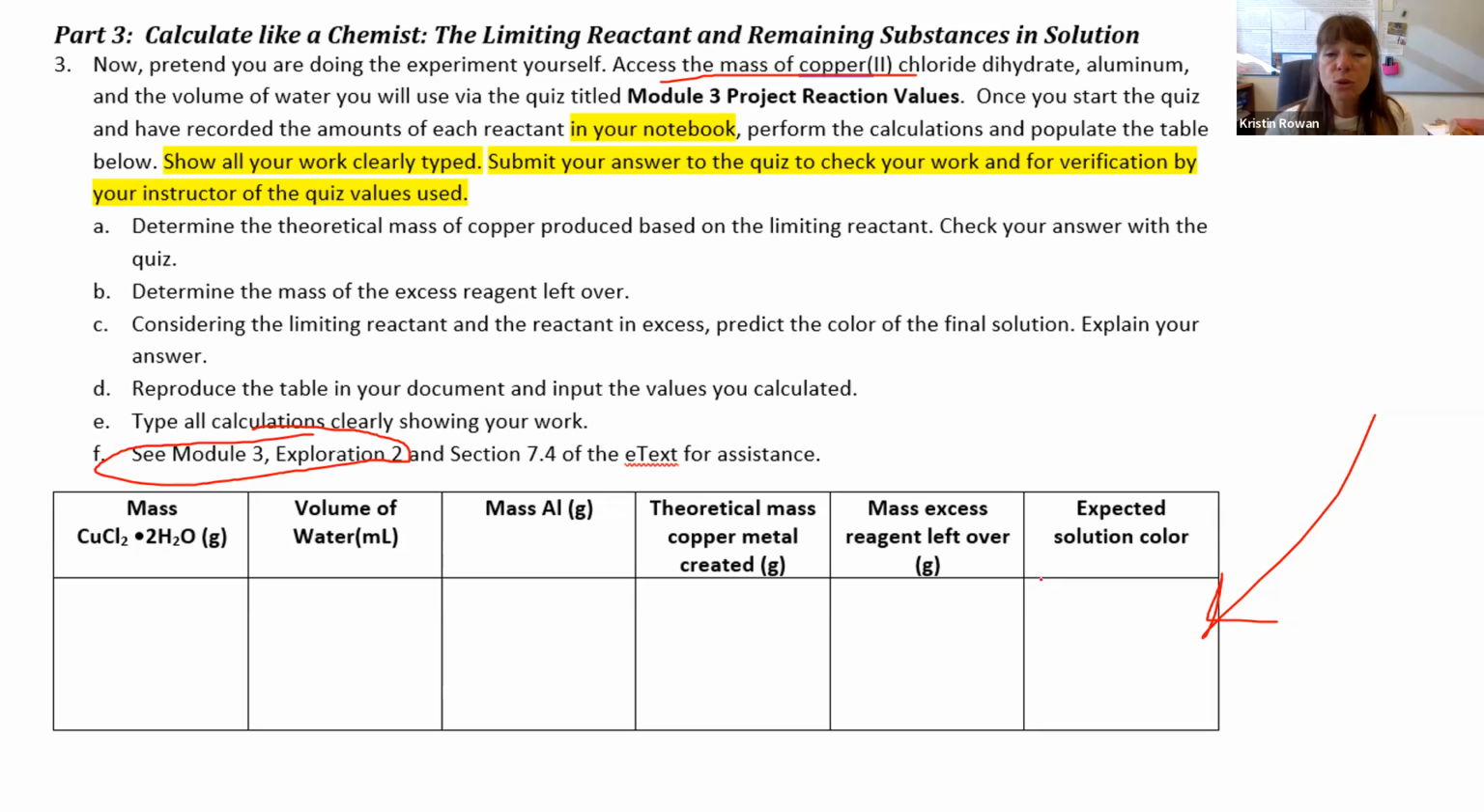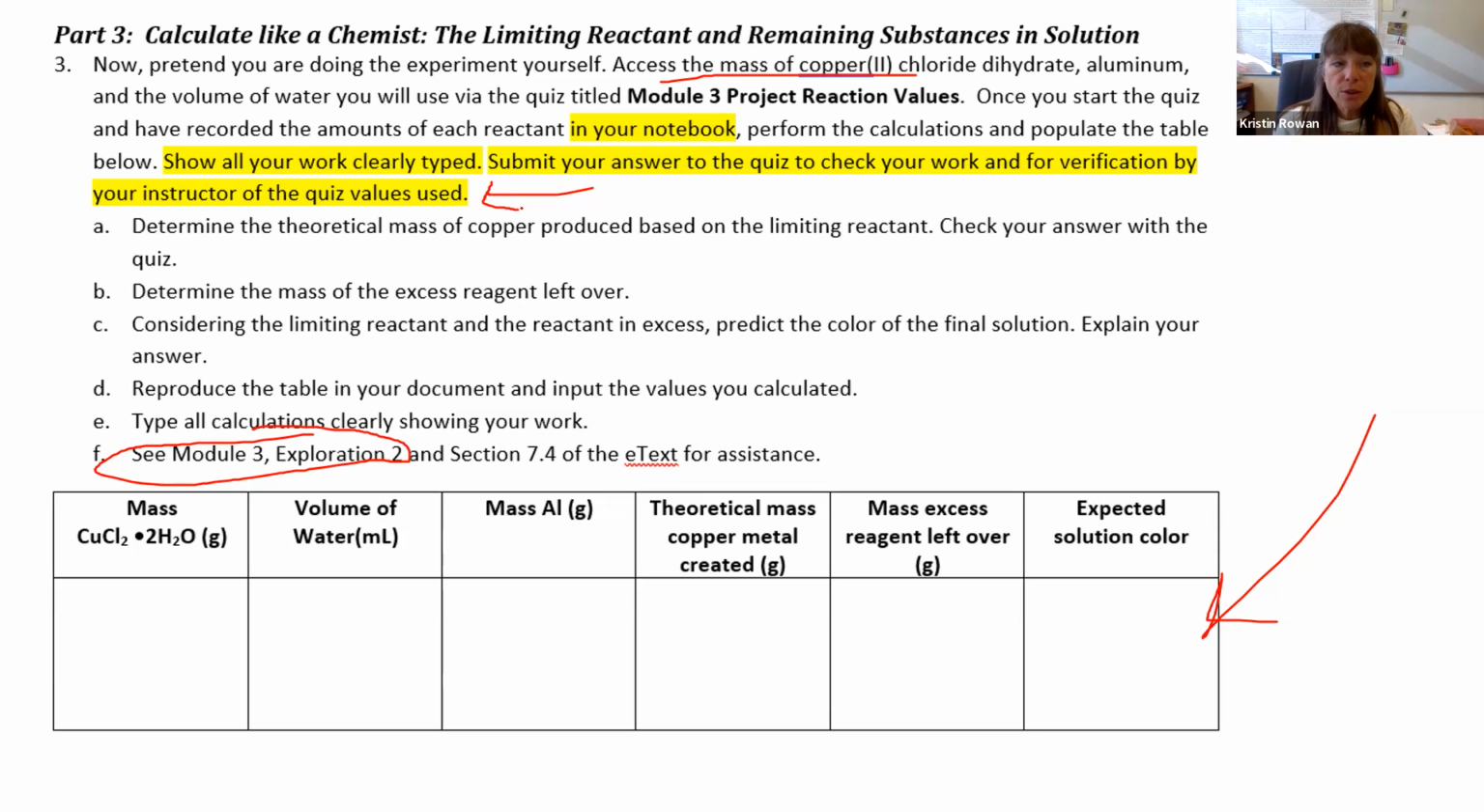Anyway, submit your answer to the quiz to check your work and for verification by your instructor of the quiz values used. Because if you just give me values down here and then start plugging and chugging, that's not the plan. The plan is to go to the quiz, get the values. On the next slide, I show you what they would look like, and then use those in your calculations.